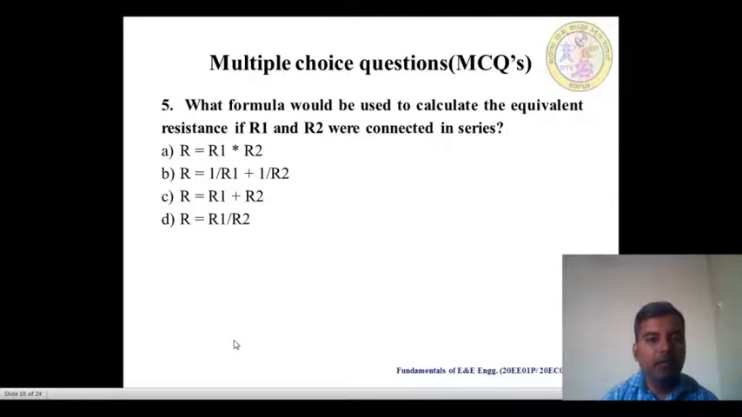So question number 5. What formula would we use to calculate the equivalent resistance if R1 and R2 are connected in series? Now the two resistances R1 and R2 are connected in series. You know the equivalent resistance of series connected resistances: R equal to R1 plus R2. So option C is the right answer.